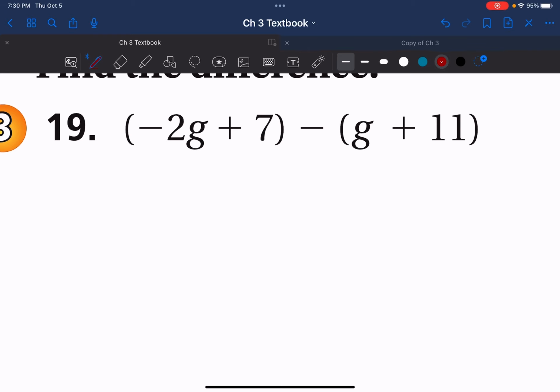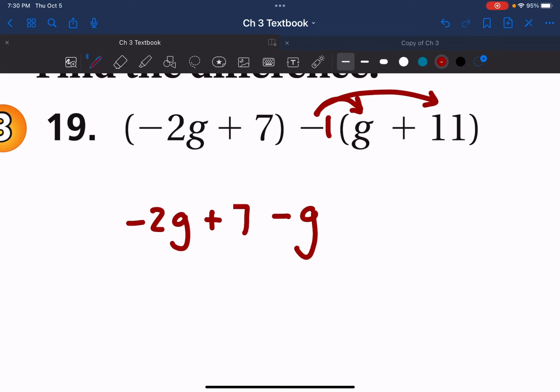I notice that out here, it's just like there's a regular 1. So I'm not going to distribute anything. That's just going to be negative 2g plus 7. But like I said, technically there's a negative 1 out here. We're going to distribute that negative 1 through there. That's going to turn this into negative g and negative 11.